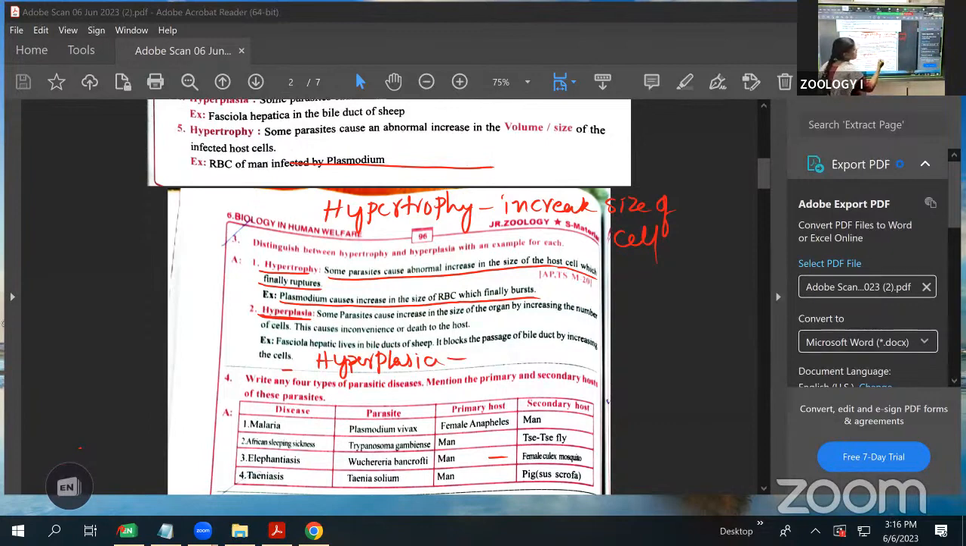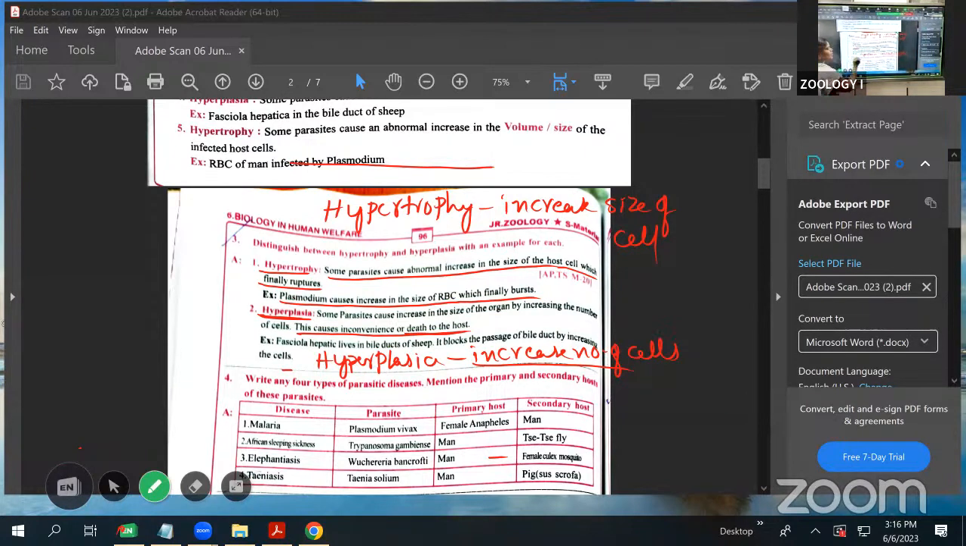Some parasites cause an increase in the number of cells that causes inconvenience and leads to the death of the host. Here the size of the cell is not increased, but the number of cells is increased. That's why they block the organs. At that time, the parasites cause death to the host.